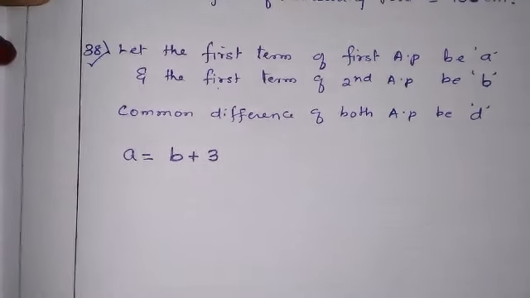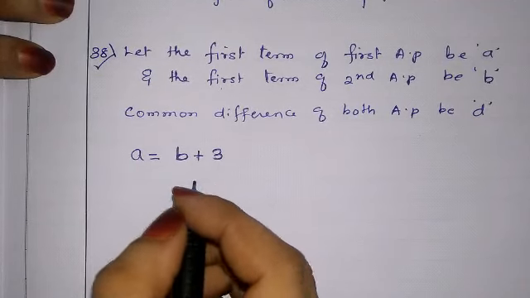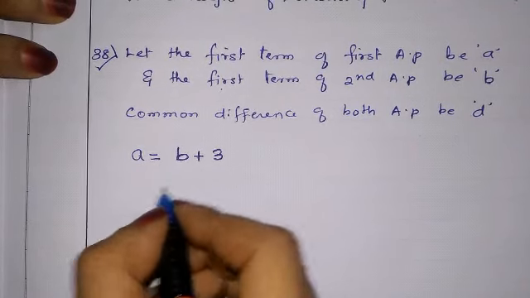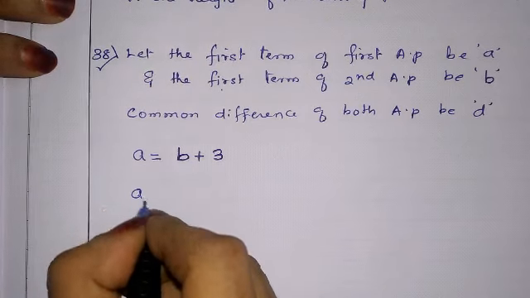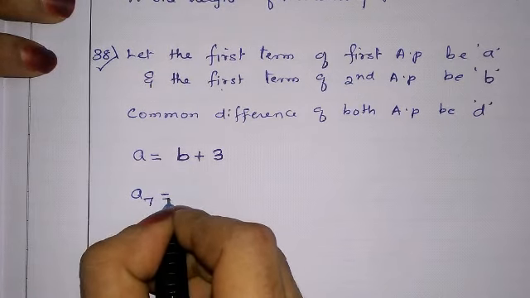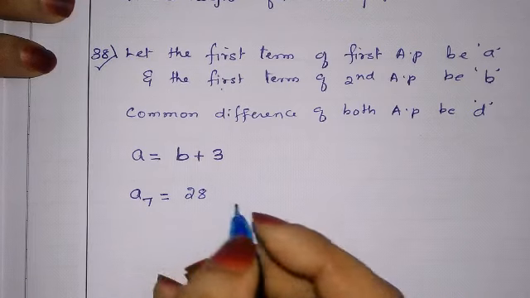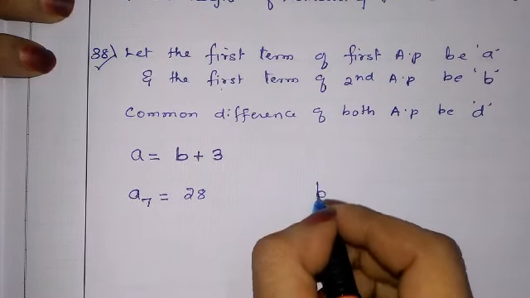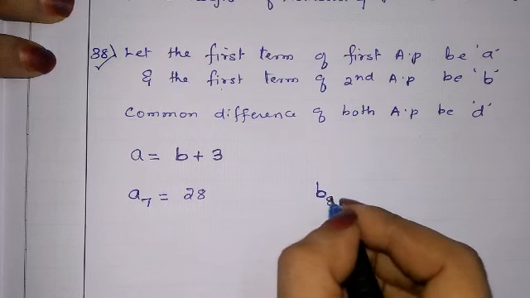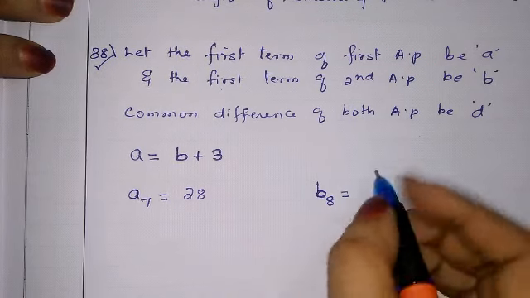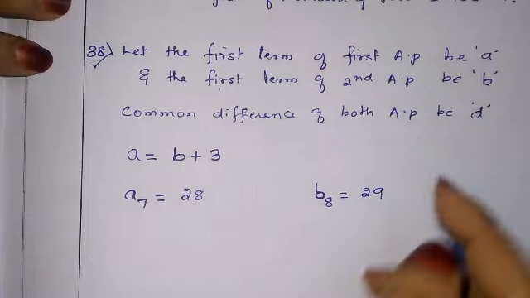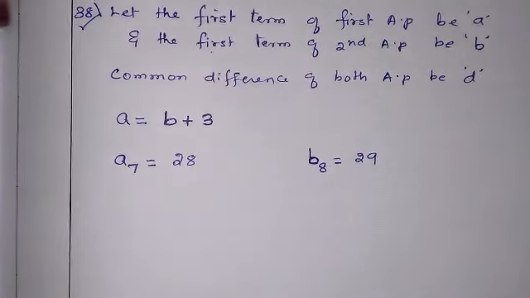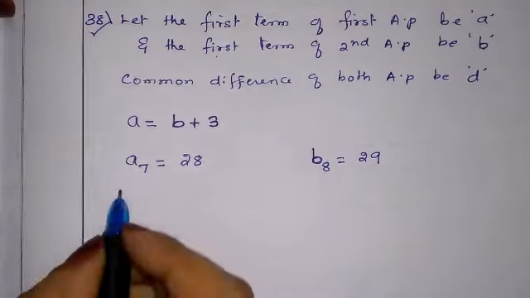Okay, we got this. And they have told the seventh term of the first AP is 28, and the eighth term of the second AP is 29. They have told two APs, I have written A and B. Now let us start solving.